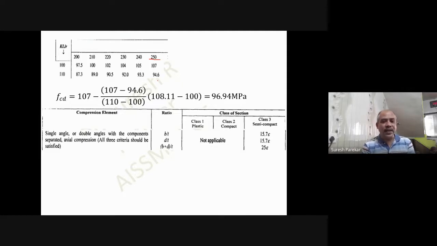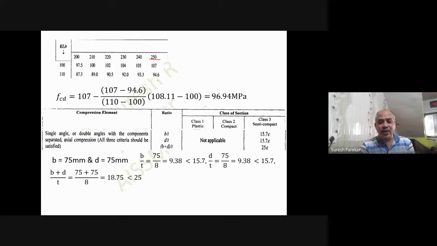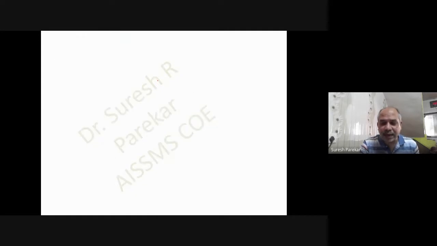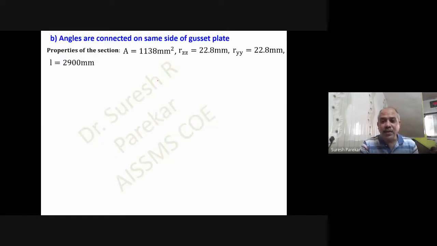And we are now going for the class. This class we are going to decide by using Table number 2, which is width against thickness. By this we see that the first criterion is satisfied, the second criterion is satisfied, and therefore Ae I will get as A, that is 1138 mm square. By substituting Pd equal to Ae fcd, I will get this value as 220.64 kilonewton. So this will be angles on the opposite side of the gusset plate.